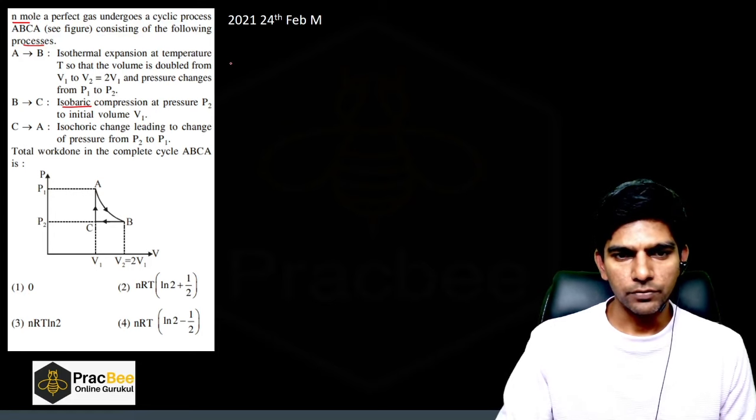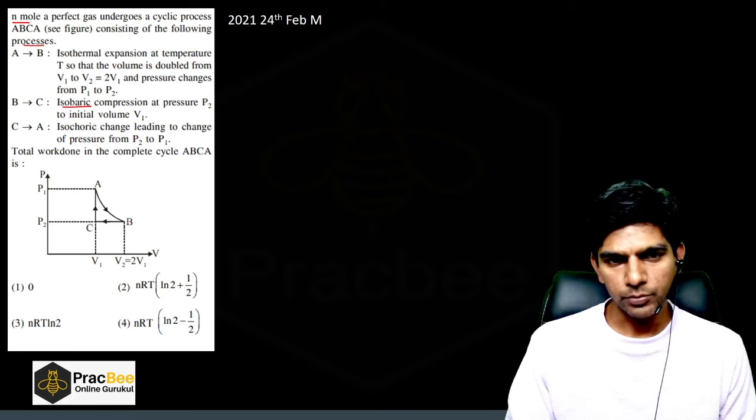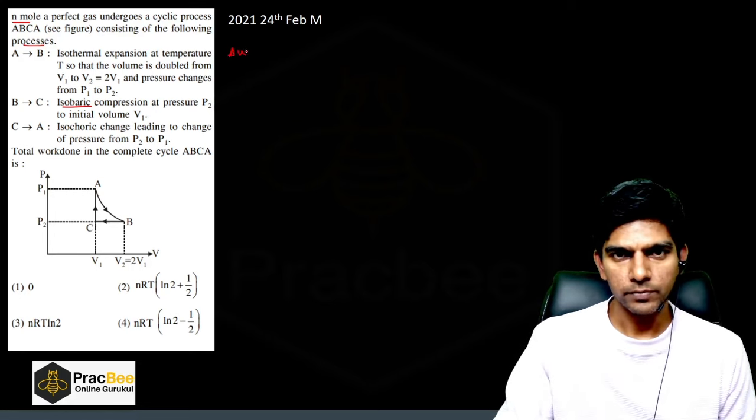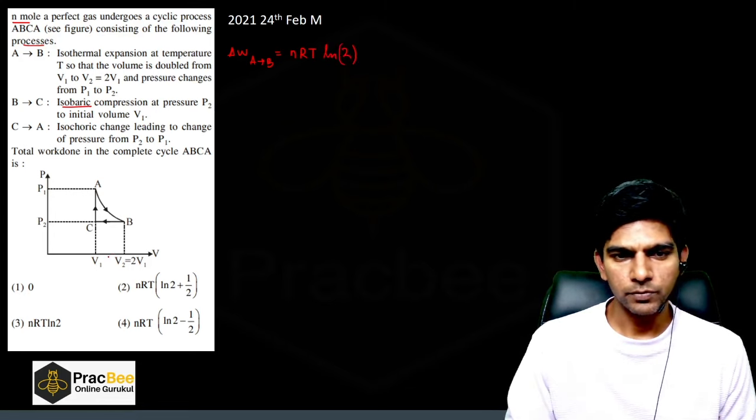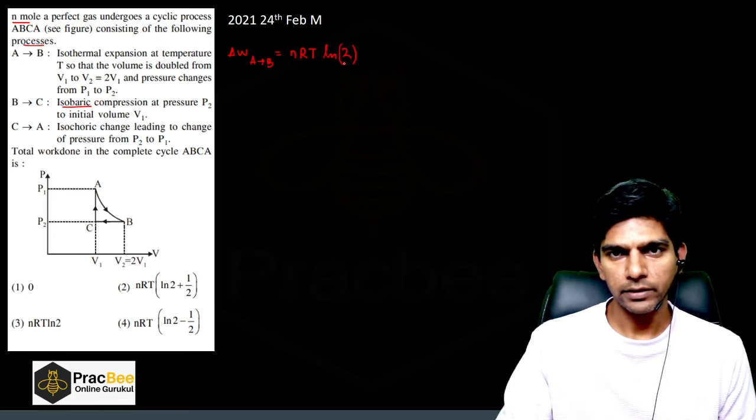Right, so can you see there are three processes: A to B, B to C, and C to A. Work done in the process A to B, which is an isothermal process, will be nRT ln 2, right? Because volume is getting doubled. So it will be nRT ln 2.